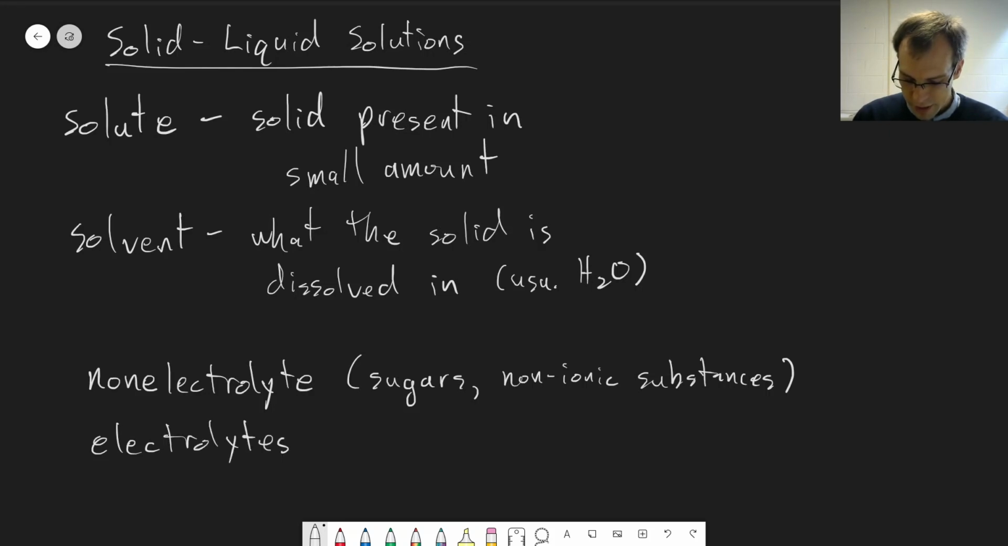And as we'll discuss, electrolytes behave pretty non-ideally because of the charges that occur when they dissolve, the positive and negative ions that are produced. And so we need to think about those a little bit differently than we do non-electrolytes. So these are things like salts, etc.